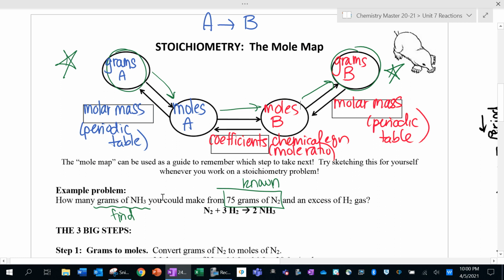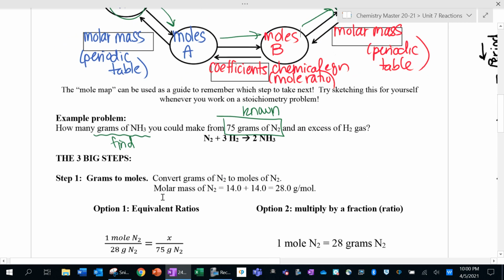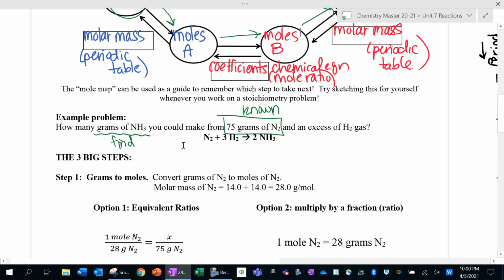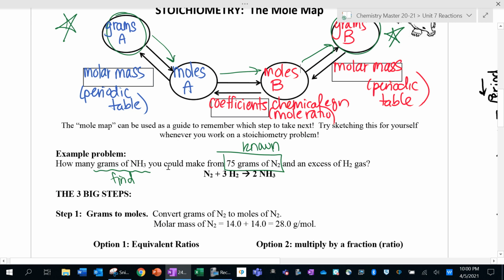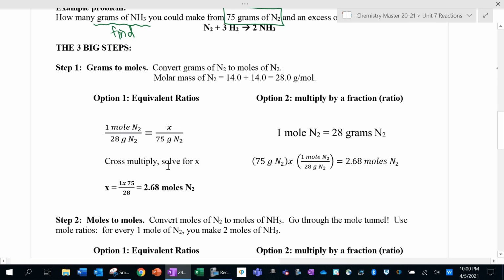Okay. And if you see on this page, there's a problem that's worked out for you. You can see step 1, convert grams to moles, and here are a couple of examples of how you might show your work for that. When you're converting grams to moles, you're going to use the molar mass. The molar mass is something that you find on the periodic table, and this is something that we first saw in Unit 4 when we looked at mass and moles.